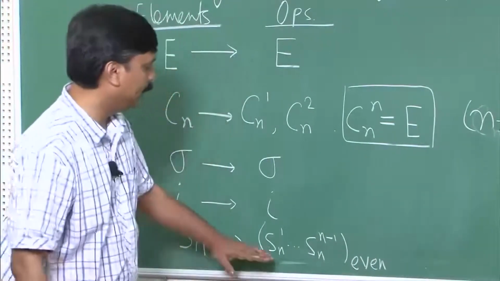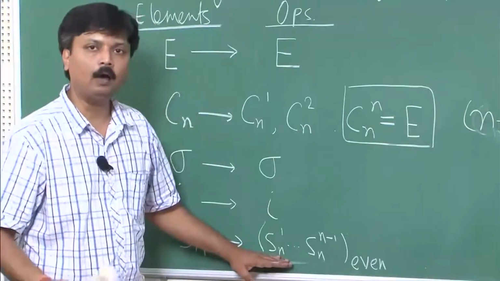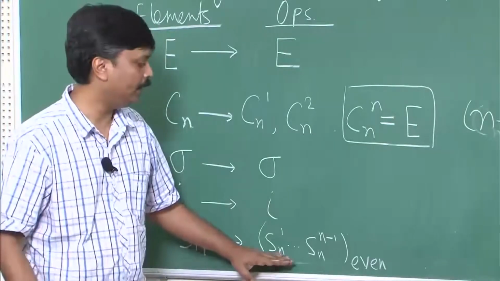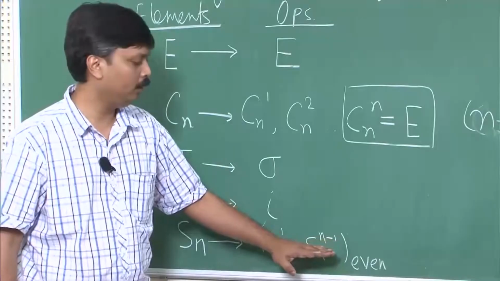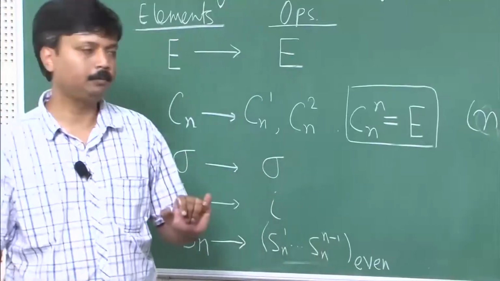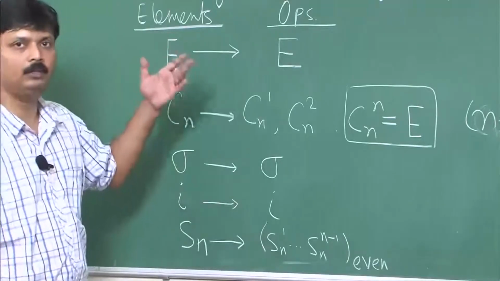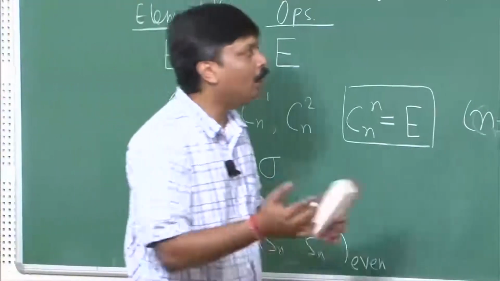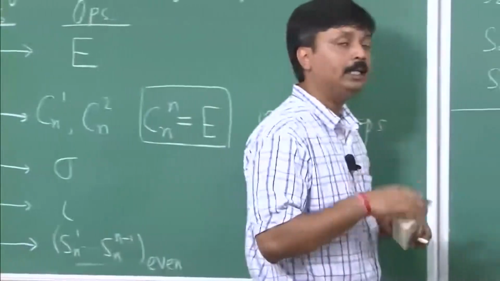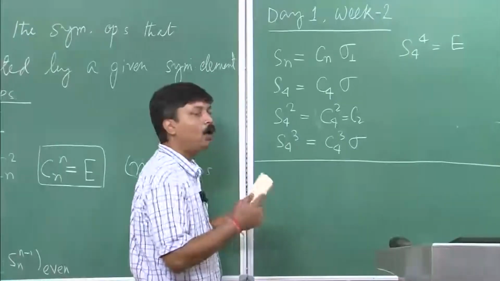So essentially they are generating n number of operations, and out of this n, one is identity, and the rest, n minus 1, are other operations. Okay, so this is pretty much like the Cn. Cn also does a similar thing. Now let's see what happens in the case when n is odd.